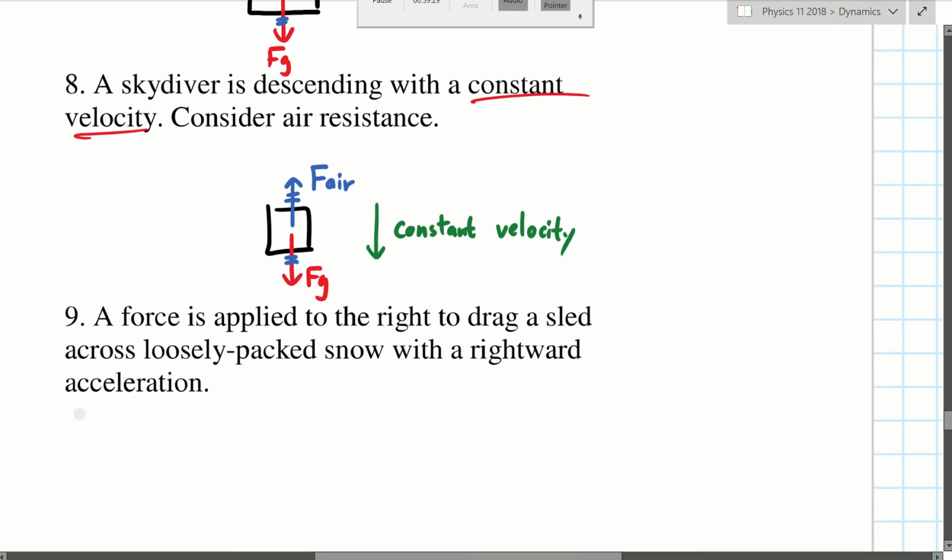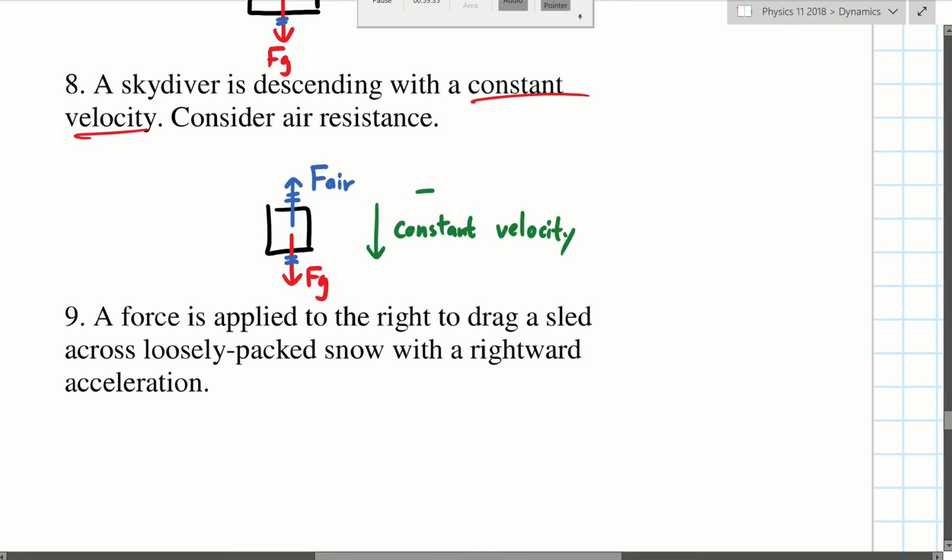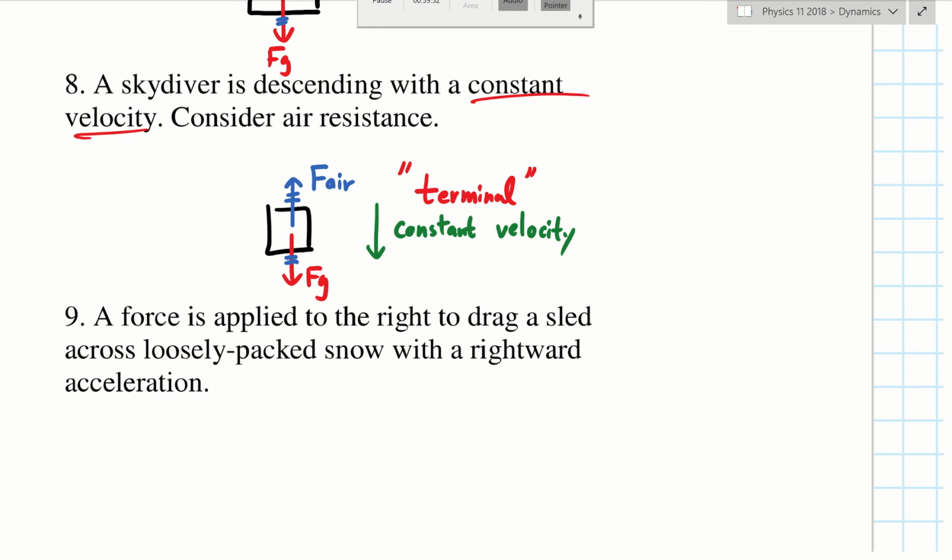So eventually you reach a point where your air resistance is big enough that it actually balances out your force of gravity going down. At that point, you reach a type of velocity called terminal velocity. Okay, terminal velocity or terminal speed. That means this is as fast as you can go. You can't go any faster than that.